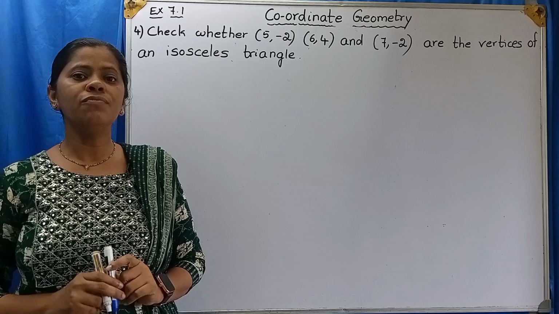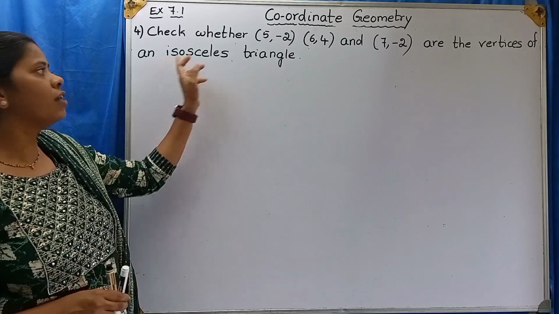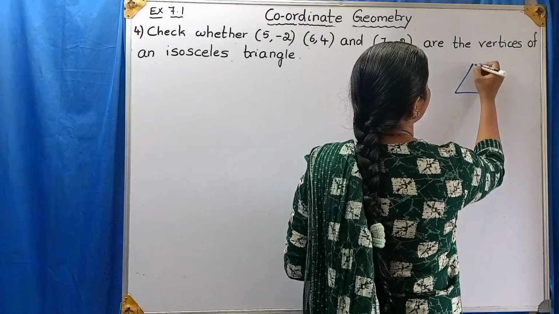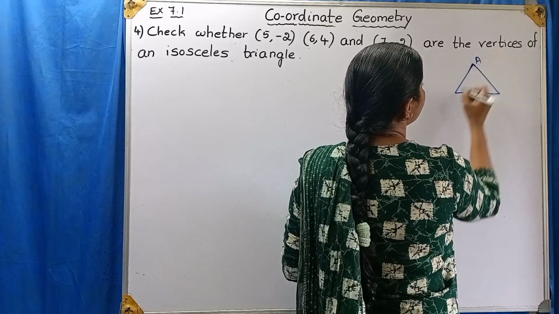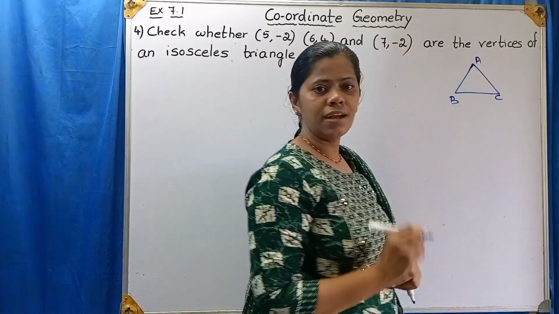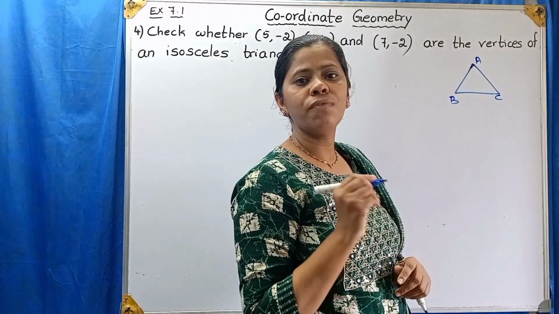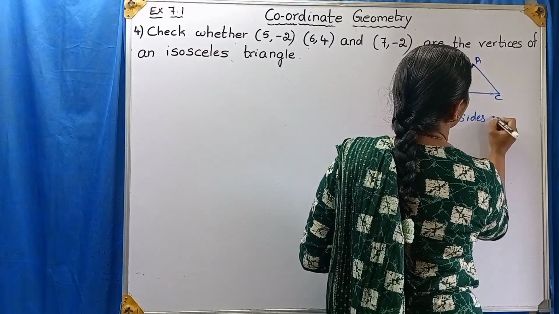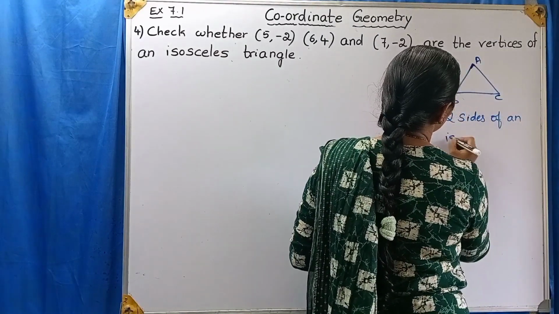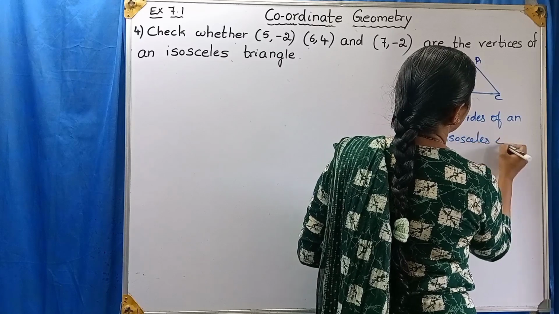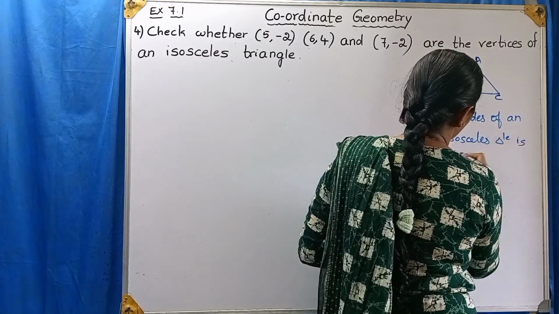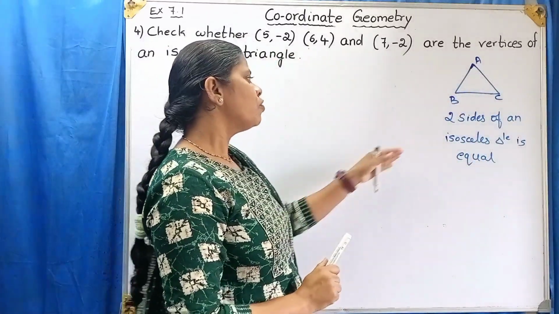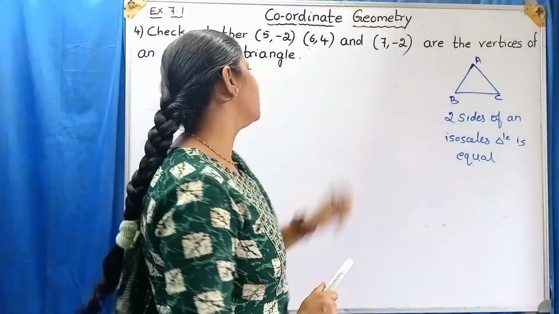To solve this problem, we must know this property of an isosceles triangle. Suppose ABC is an isosceles triangle. Then two sides of an isosceles triangle must be equal, right? We must know this property. If we know this property, we can solve this problem easily.